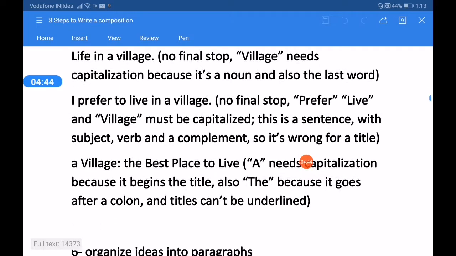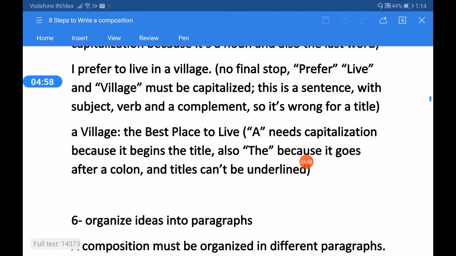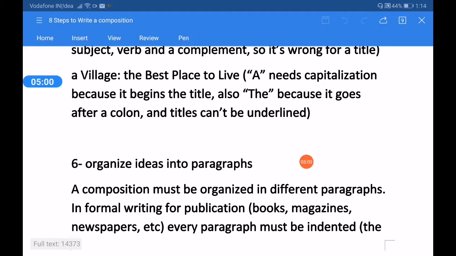I prefer to live in a village. This is another bad title. No final stop. Prefer, Live, and Village must be capitalized. This is a sentence with subject, verb, and a complement, so it is wrong for a title. The third bad example is a village: the best place to live. A needs capitalization because it begins the title, also The because it goes after the colon, and titles cannot be underlined.